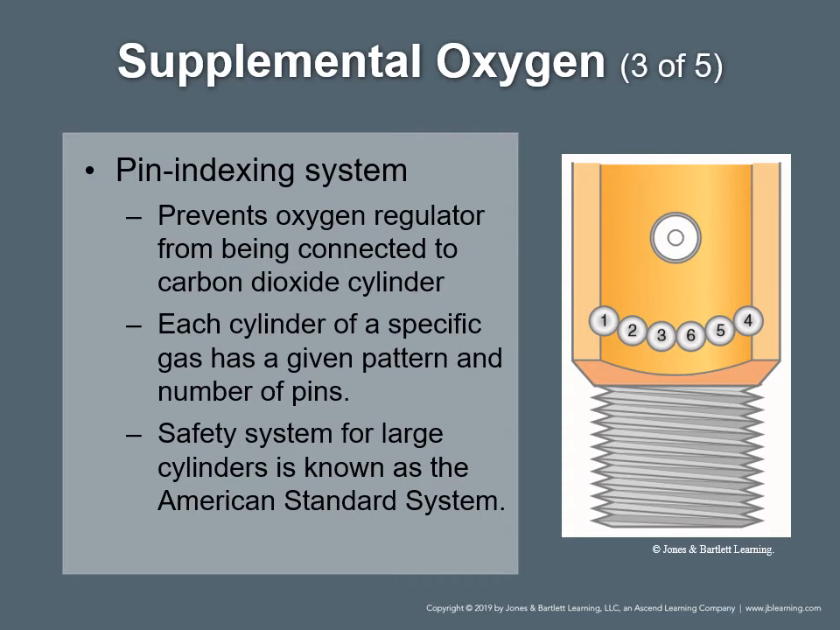Pin indexing system. The compressed gas industry has a system for portable cylinders to prevent an oxygen regulator from being connected to a carbon dioxide cylinder. This features a series of pins on a yoke that must be matched with the holes on the valve system of the gas cylinder. The arrangement of pins and holes varies for different gases according to accepted national standards. Each cylinder of a specific gas has a given pattern and a given number of pins. These safety measures make it impossible for you to attach a cylinder of nitrous oxide to an oxygen regulator. The safety system for large cylinders is known as the American Standard System.